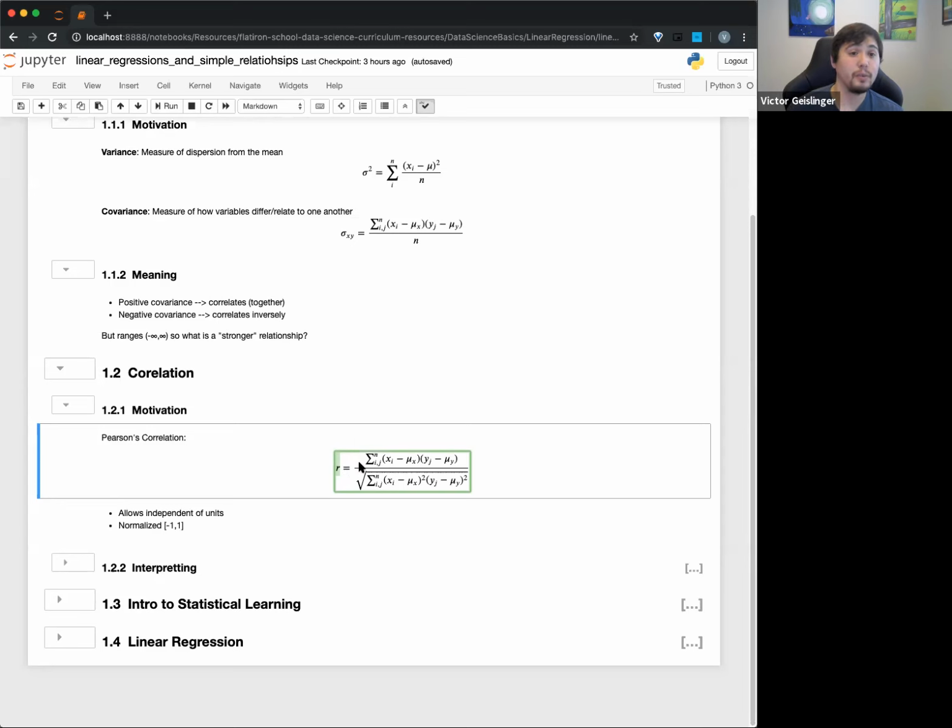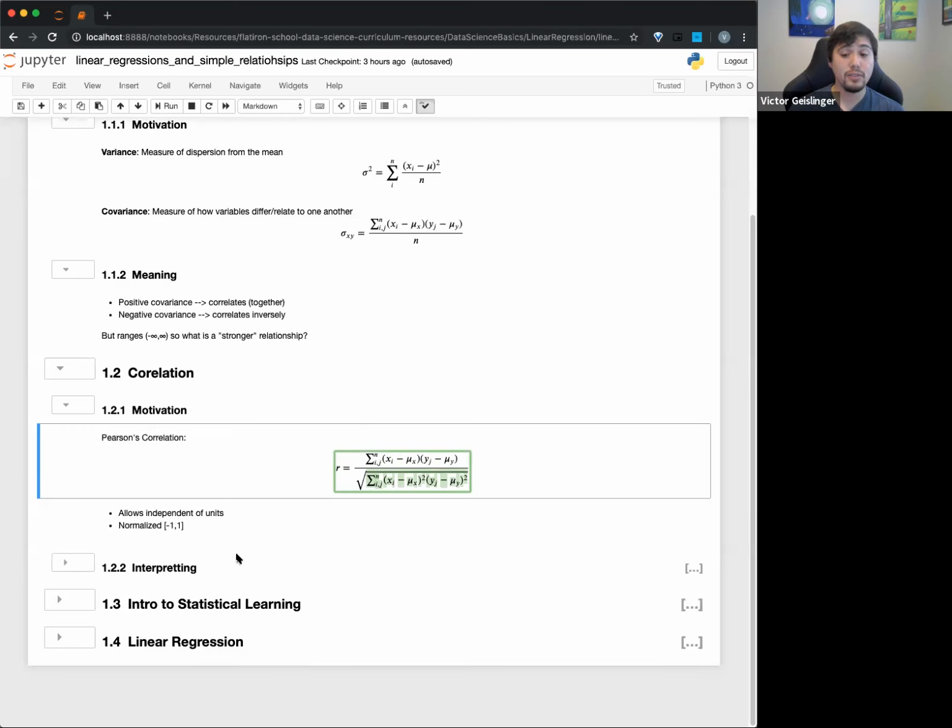I show you this really scary looking math, but the main idea is that it's kind of similar to the covariance right here. The only difference is the denominator, which basically just scales it down. So instead of going from negative infinity to infinity, it allows us to go from -1 to 1.